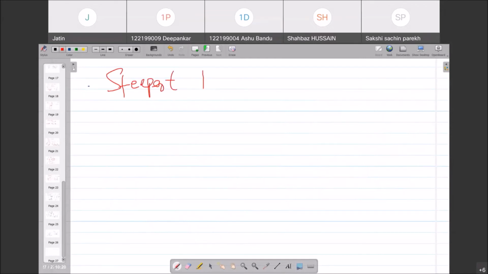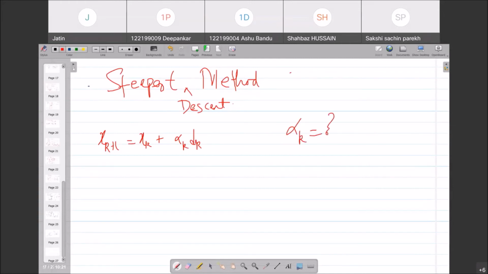Now let us come to the steepest descent method. Remember our goal. I told you what a descent property is. Our goal is to find what my alpha k and dk are. I know that xk plus 1 is xk plus alpha k dk. The question is what should be my alpha k and what should be my dk? In which direction should I go?